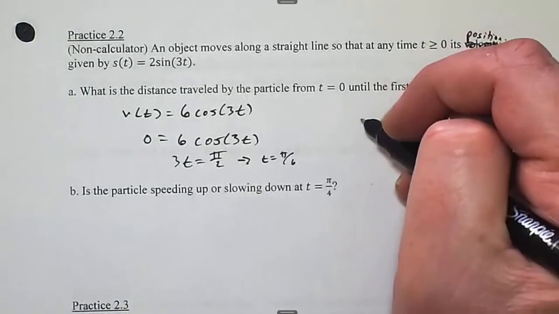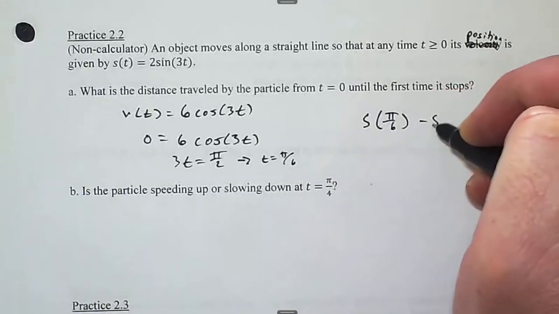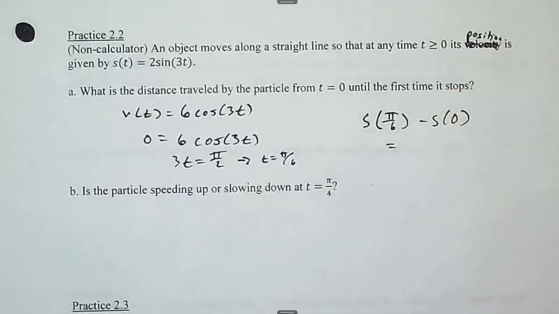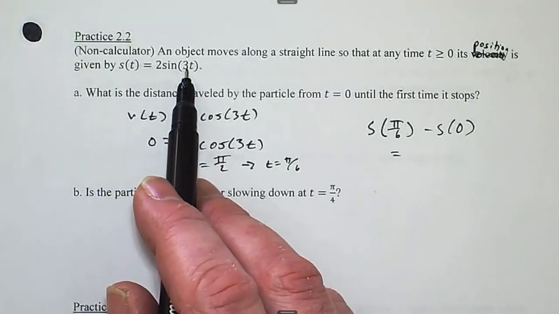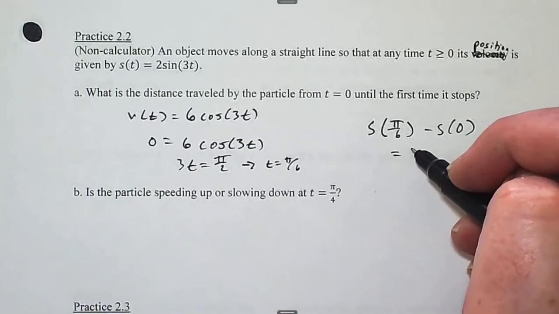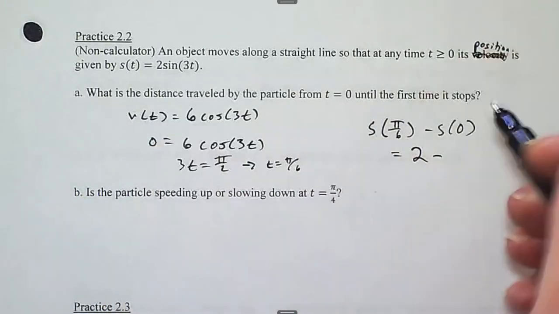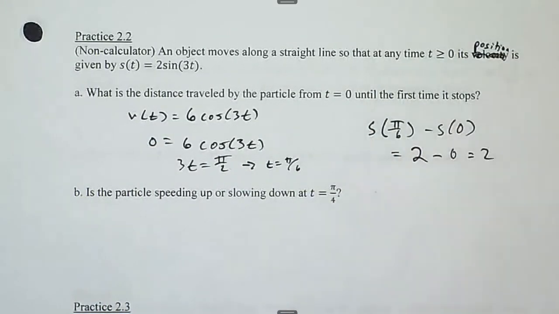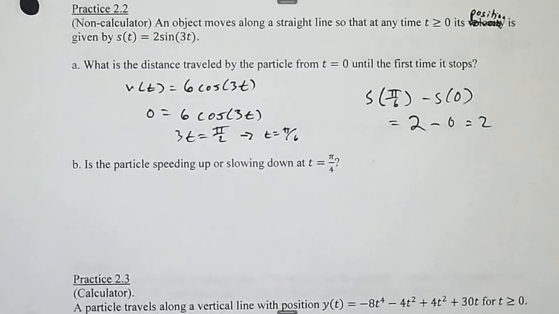So to find the distance, we simply need to evaluate s of pi over 6 minus s of 0. Plugging in pi over 6, I get sine of pi over 2 times 2. Sine of pi over 2 is 1, times 2 is 2. S of 0, the sine of 0 is 0. So the value is simply 2. Next we're asked, is the particle speeding up or slowing down at t equals pi over 4?